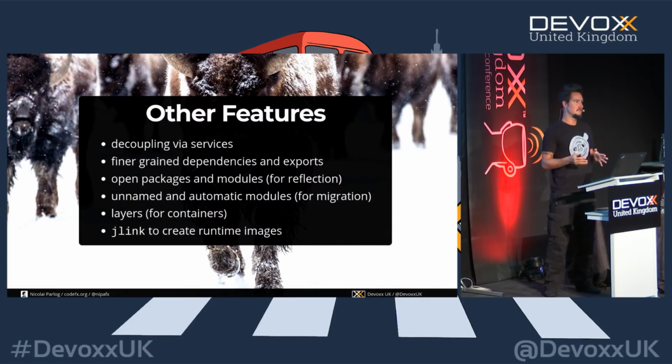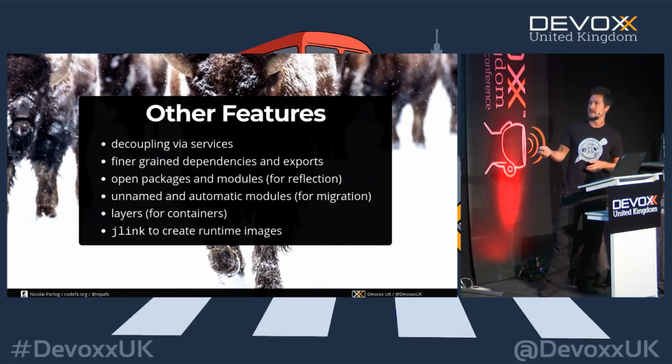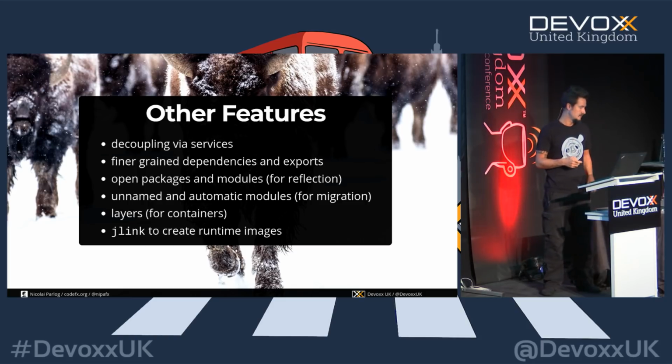There are tons of other features in the module system that we're not going to cover today. I'm just going to leave you with that slide so you get an impression, if you don't know the module system well, that there's more hidden. Services are a nice feature. The requires and exports I just showed you, you can use on a much finer-grained level if you have to. There are mechanisms in there specifically for reflection. And what we're going to look at, at least later, is the unnamed module, which is important for migration, and also automatic modules, which are important if you want to modularize your application step by step instead of in one go.